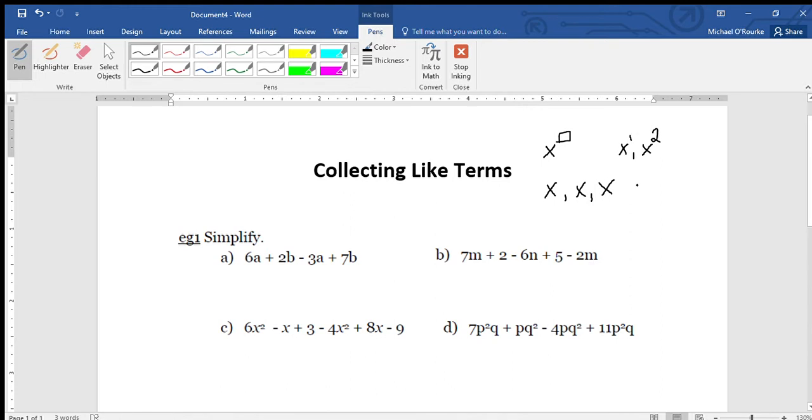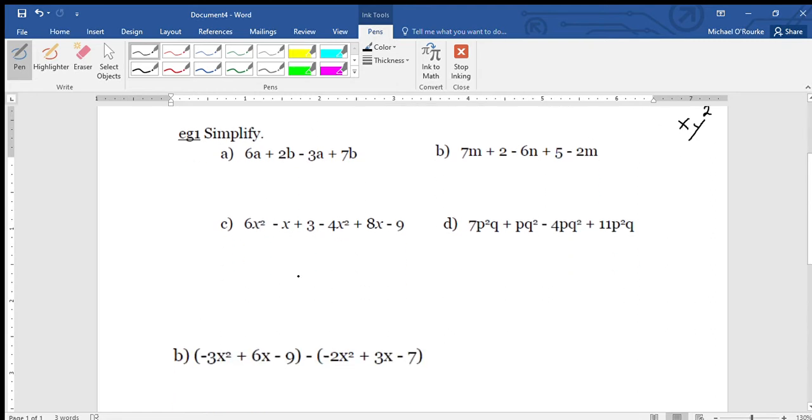Okay? So we're going to try to put together terms that have the same variable and exponent. For example, these two are the same. They both have x and y squared, they're both the same. Okay? So let's practice some here. We're just going to rifle through a bunch of them and go from there.